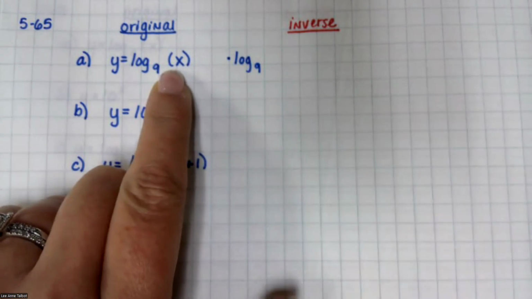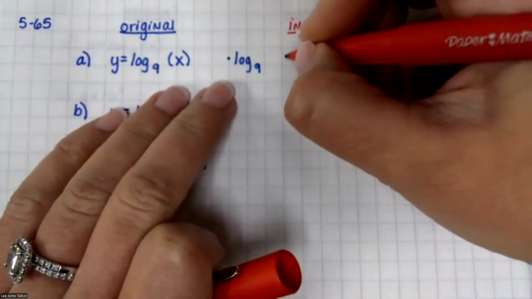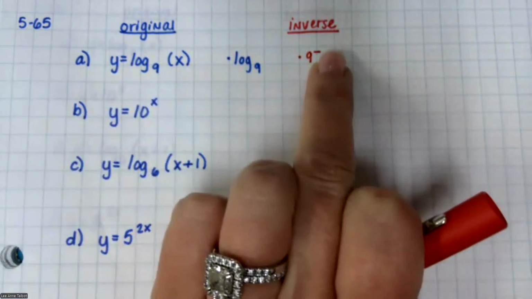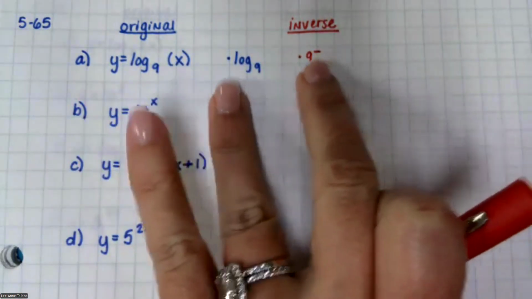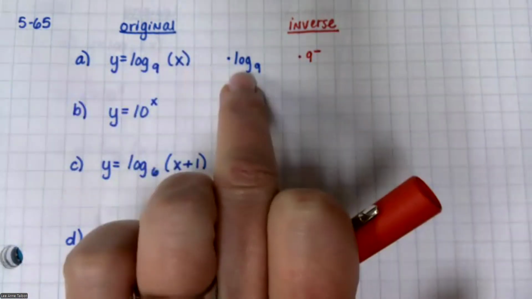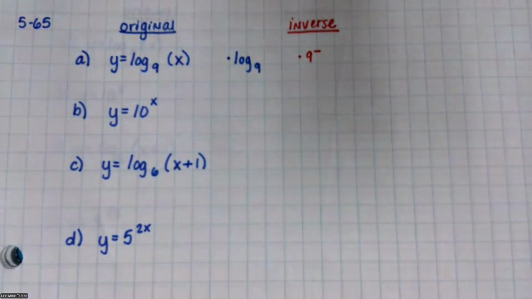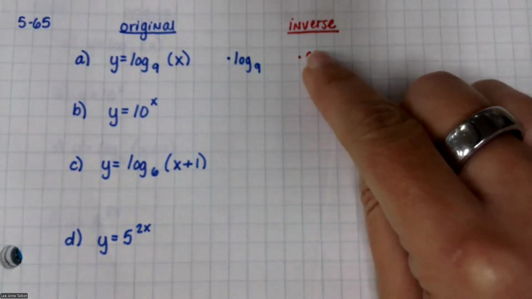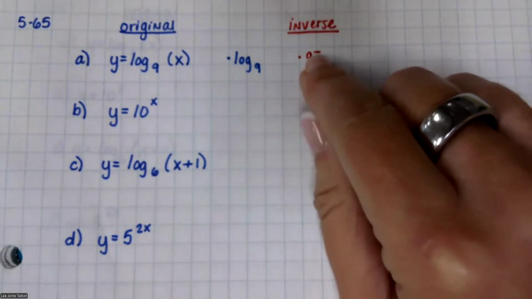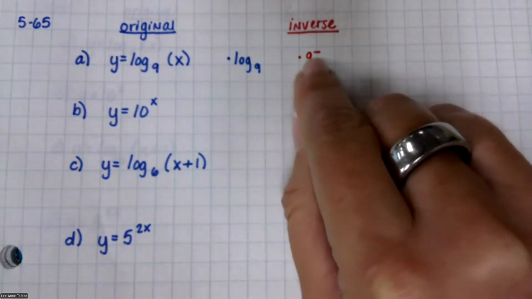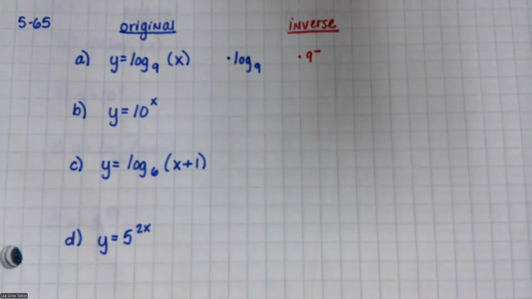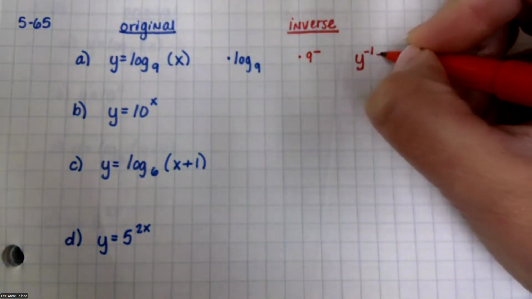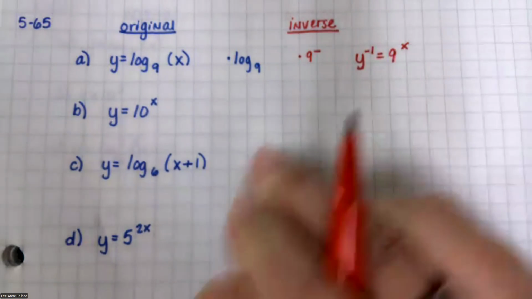Okay, how do I undo log base 9? 9 to the something, 9 to the whatever it is. These two things undo each other: log base 9 and 9 to the. My little line here, by the way, is just a blank. It's not a negative or anything. It's just my 9 to the whatever. Okay, so my inverse would be y inverse equals 9 to the x.